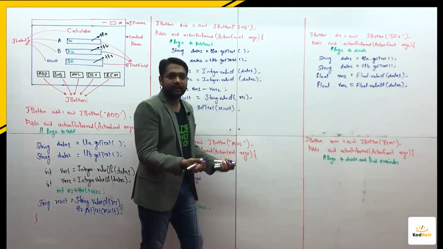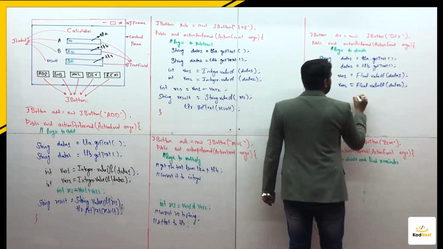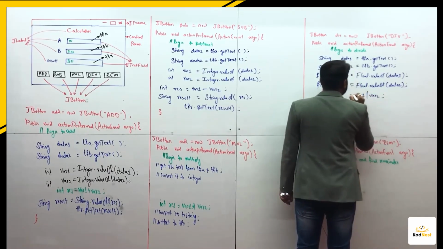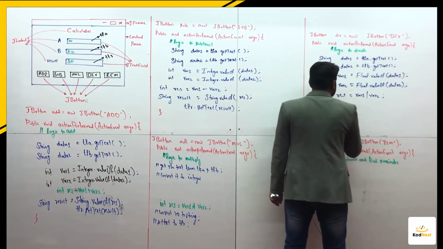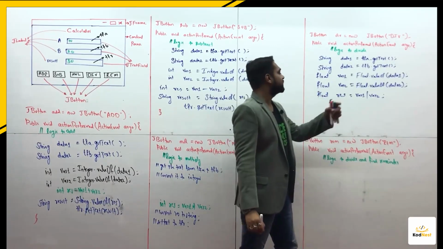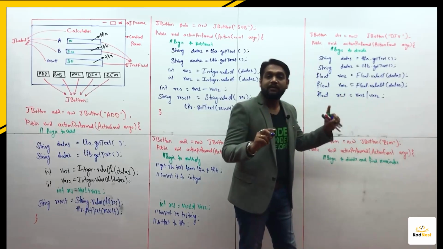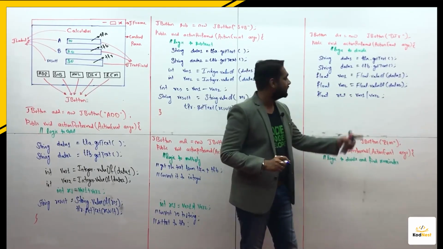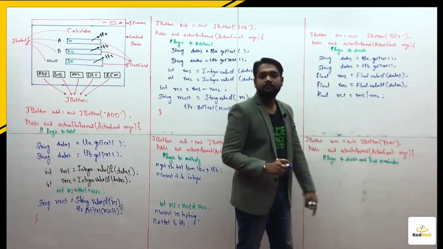Now I have to divide. How will you divide? Like this. Whatever is there in var1, divide it with var2. Whatever the result you get, store it in res which is of type float. Just to make sure that integer by integer division is not happening, float by float division is happening. That real number if I want I will get. Hence I have converted it to float.